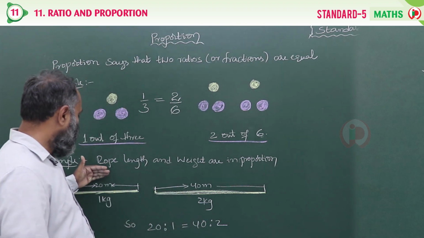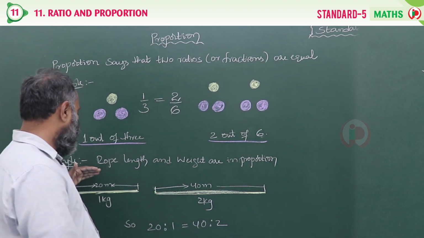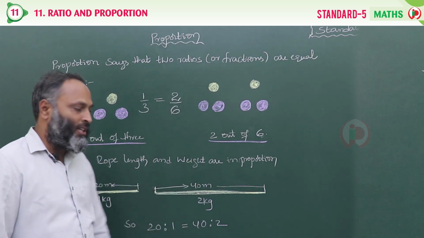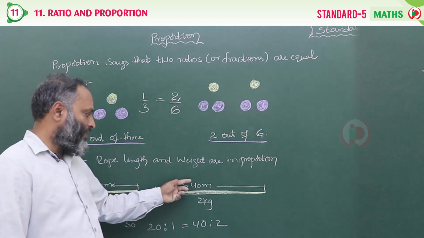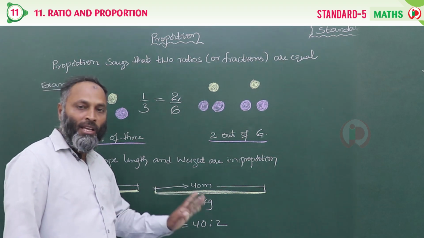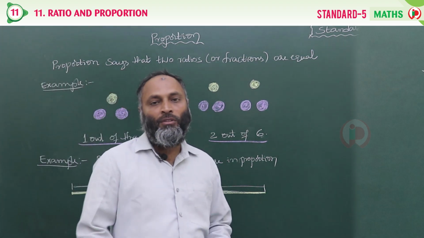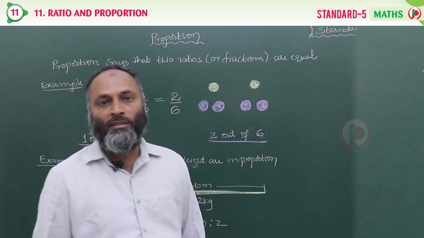Here the length of the rope is doubled, so the weight also doubles. 20 meters of rope is 1 kg, then 40 meters is 2 kg. It means 20:1 is equal to 40:2. Okay, so this is about proportion. Proportion means equal. If two quantities are equal, then we can say that they are in proportion. Okay students.